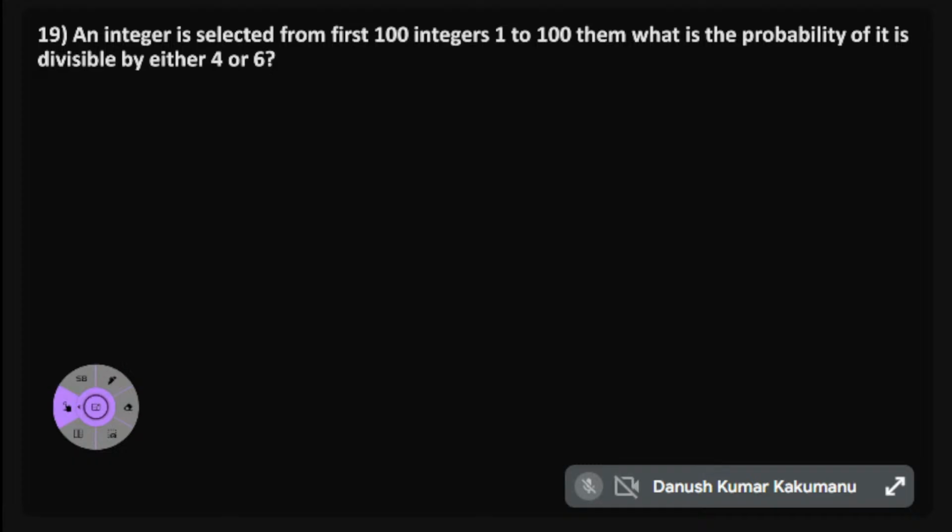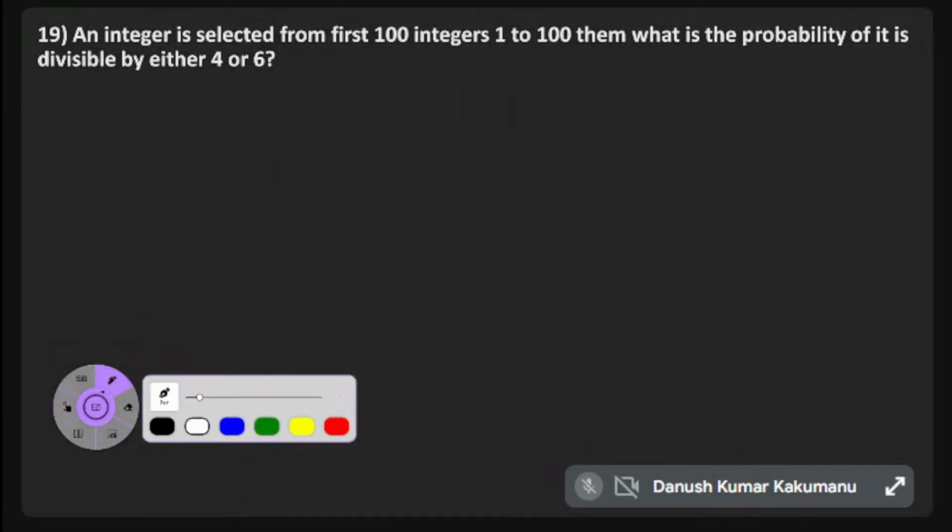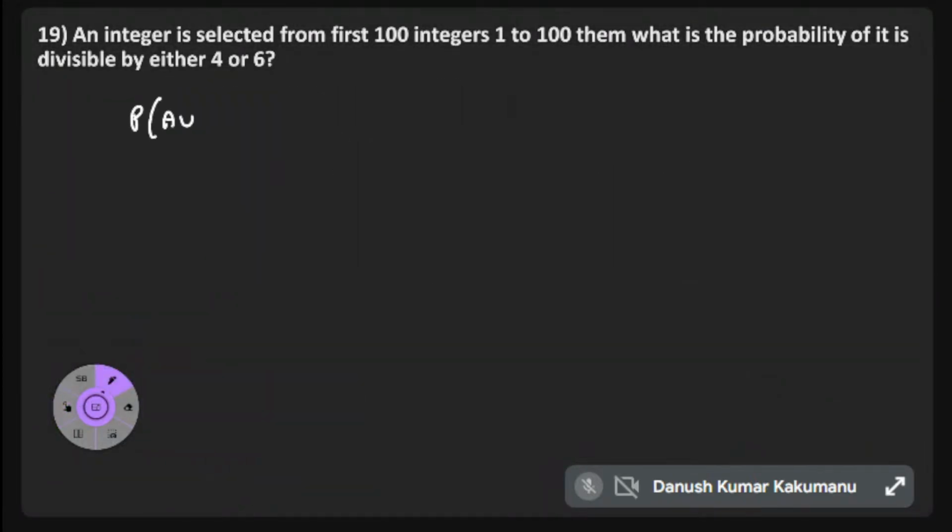An integer is selected from the first 100 integers, 1 to 100. What is the probability that it is divisible by either 4 or 6? Either 4 or 6. Use the A union B formula: probability of divisible by 4, plus probability of divisible by 6, minus probability of divisible by both 4 and 6.